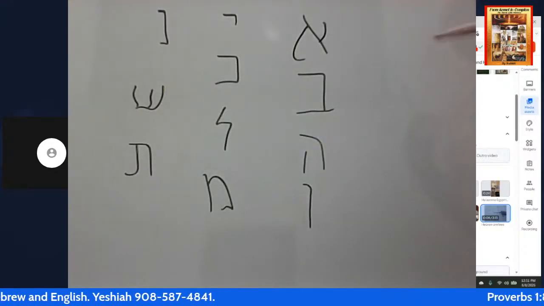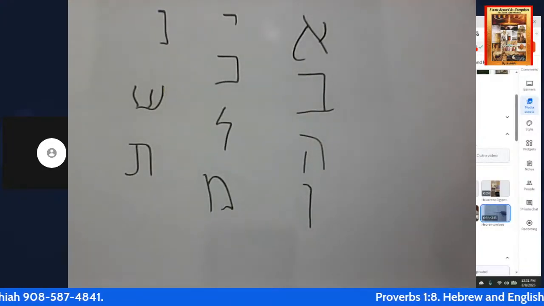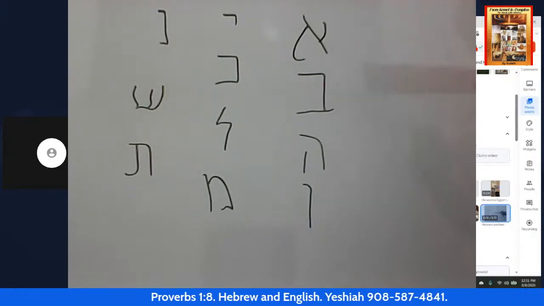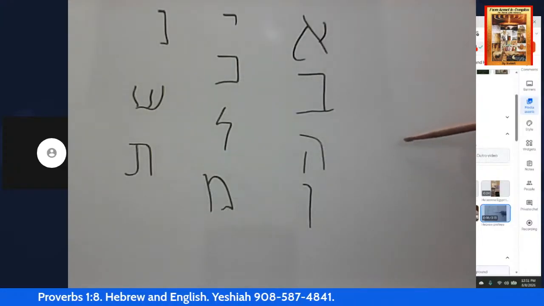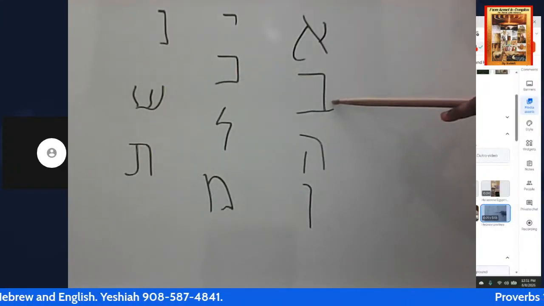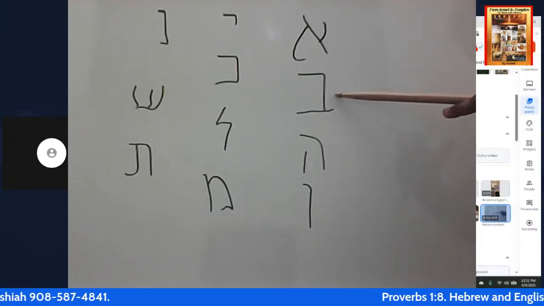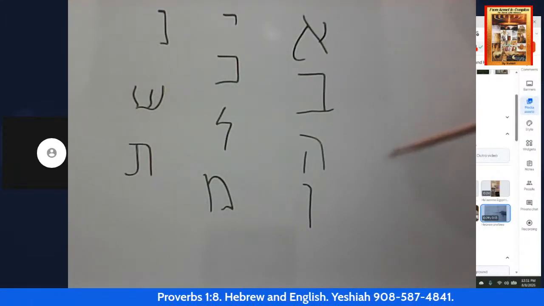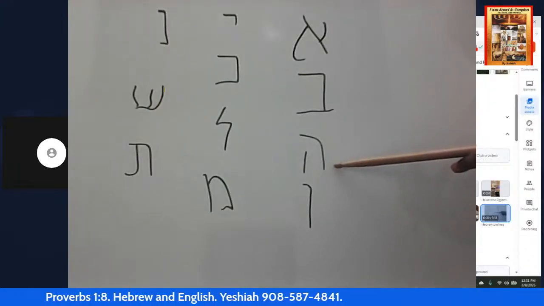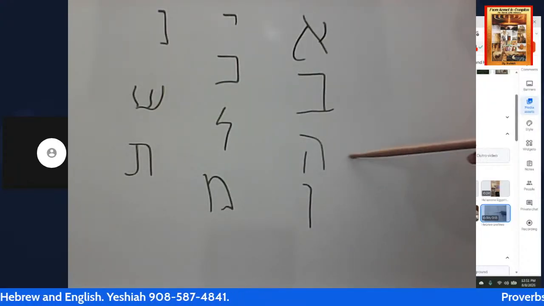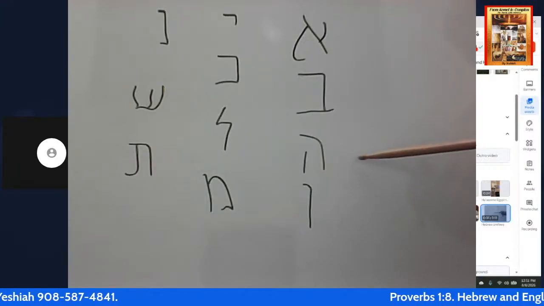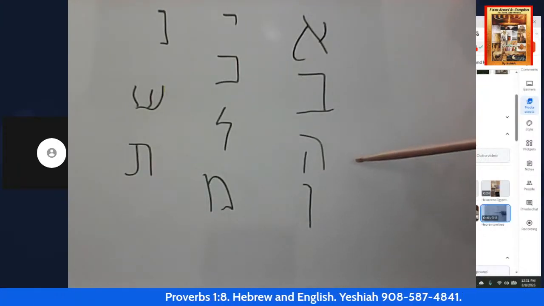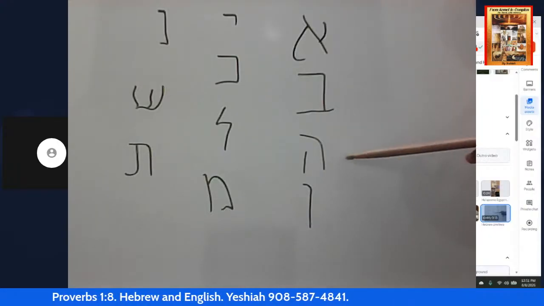We want to go over the prefixes and the suffixes in Hebrew. The letter Aleph you see here serves as a prefix in the future tense with verbs. Next you see here the letter Bet. This serves as a prefix with nouns. Next we have here the letter Hey. This serves as a prefix with nouns, a prefix with verbs, a suffix with nouns, and a suffix with verbs.